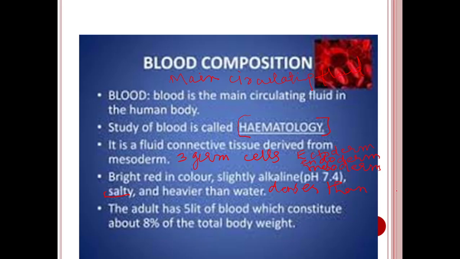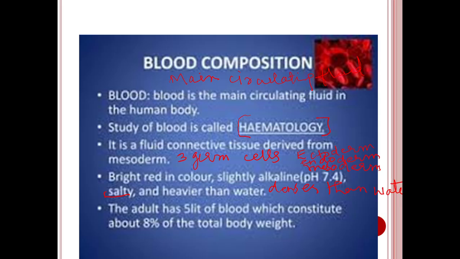If you pour a drop of blood in a glass full of water, it will sediment down because it is denser than water. Now, what is the amount of blood our body has? It is approximately 5 liters. Means we have 5 liters of blood in our body, or you can say it is about 8% of total body weight.